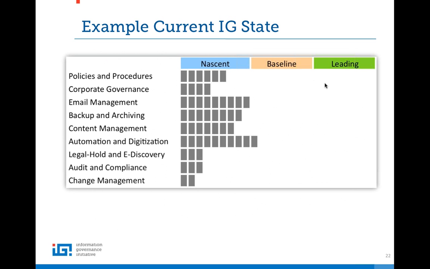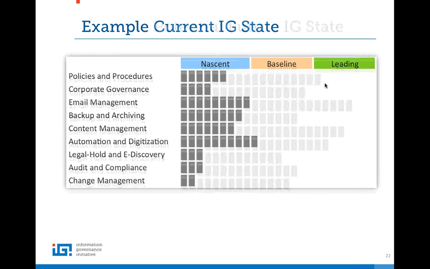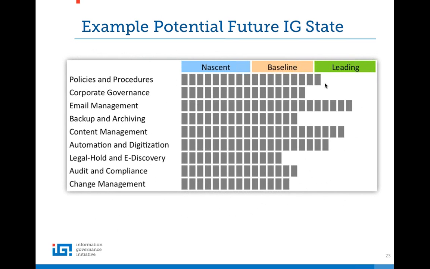So this was just a snapshot of here's where we think you are when it comes to the state of your information governance maturity, and here's where we think you will be if you execute these projects as they've been laid out. And the key thing here is that you have to set the dial for your organization. Where do you need to be on each of these dimensions? Not every company needs to be leading on every aspect of information governance.